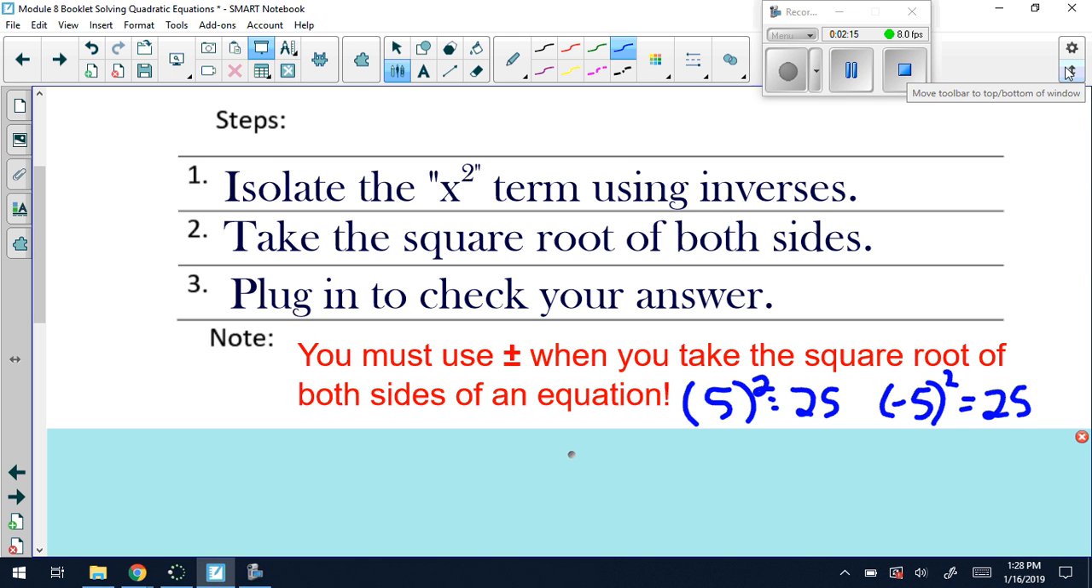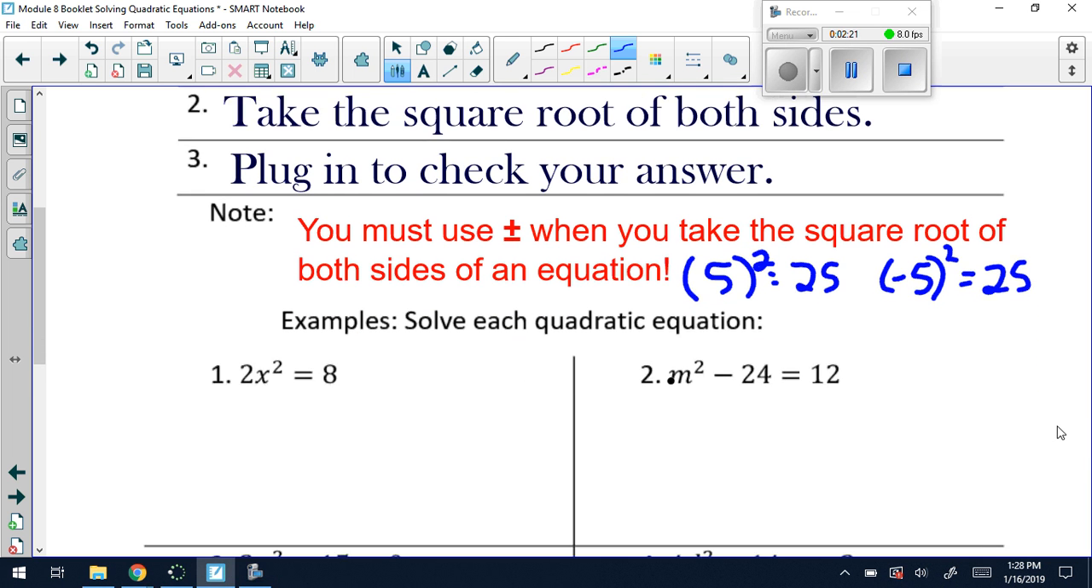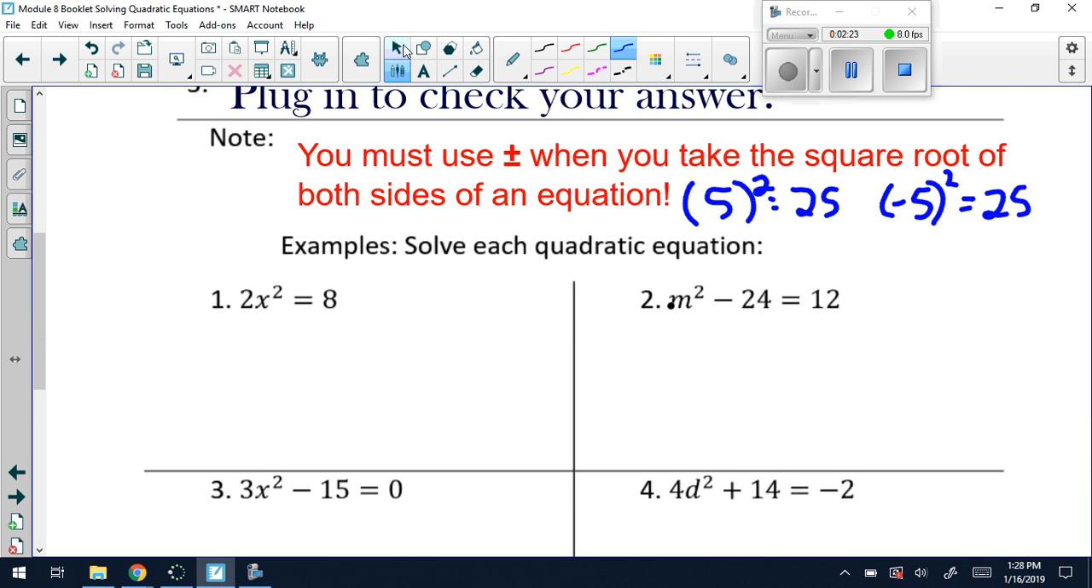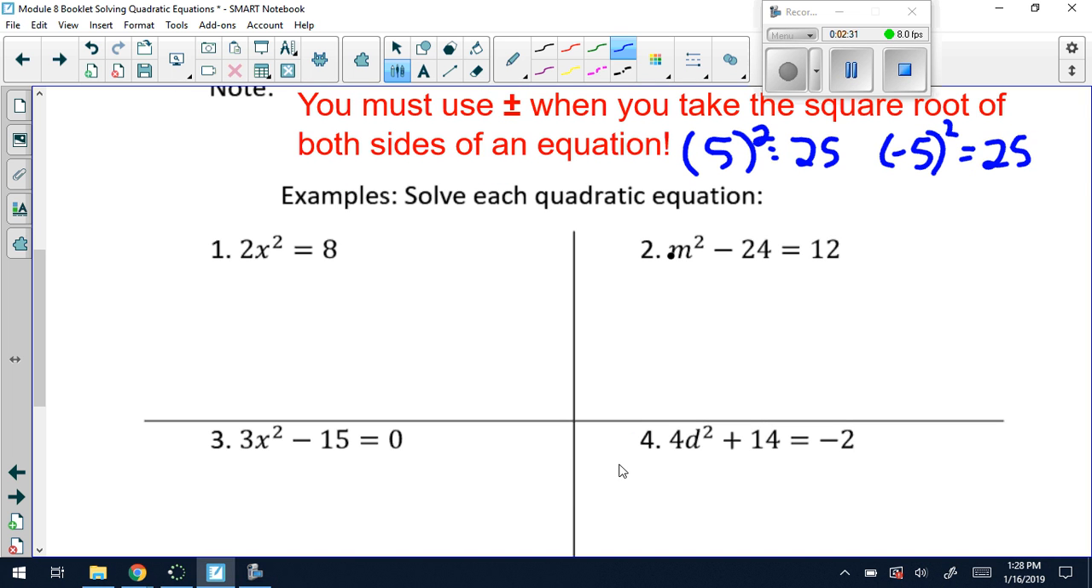Remember, when you have an x squared, you're looking for two answers anyway. All right, let's take a look at some examples. So we're going to go through and do the examples on the left column, and then in class we're going to do the examples on the right column. We're going to work a lot of examples because the more examples we work, the more likely we are to get the process.